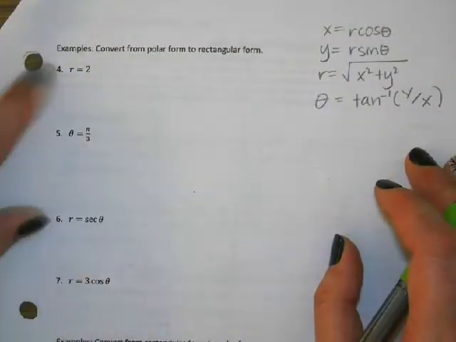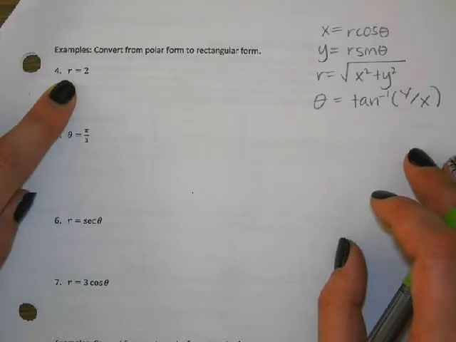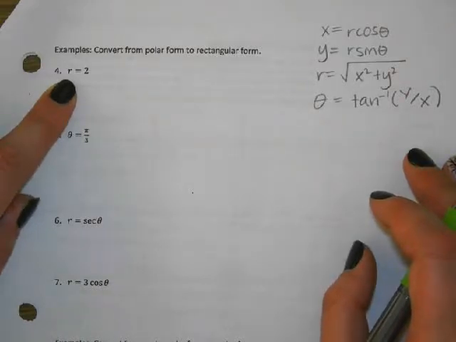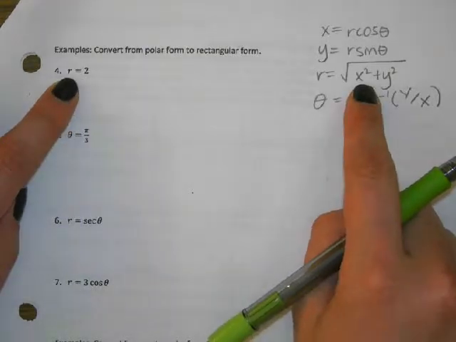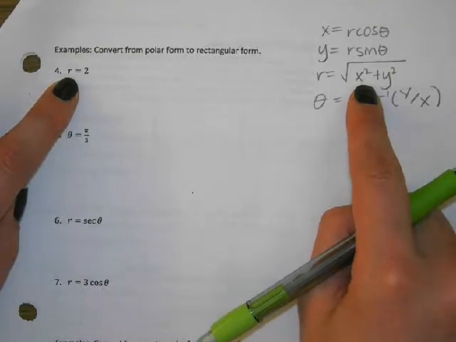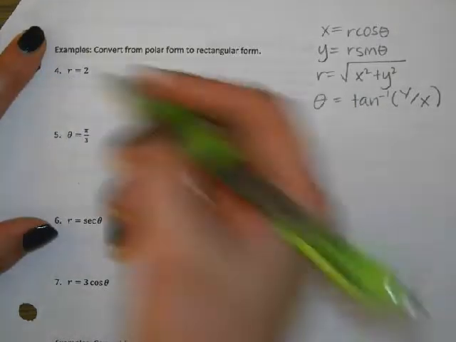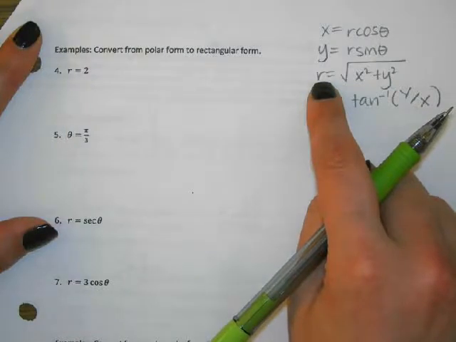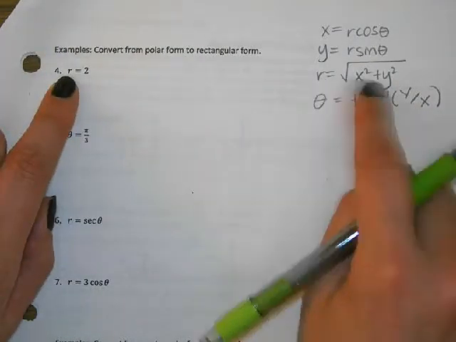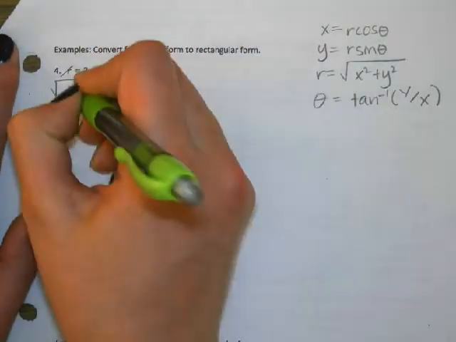All right. So if I have r equals 2 and I want to convert that into rectangular form, what could I do? I don't want to have any r or theta in the problem. I only want to have x's and y's. So take the r out and replace it with the square root of x squared plus y squared.